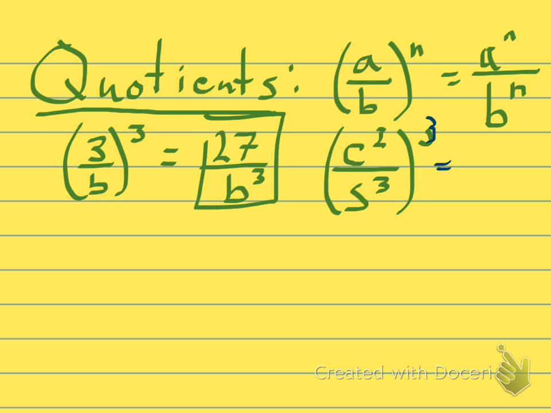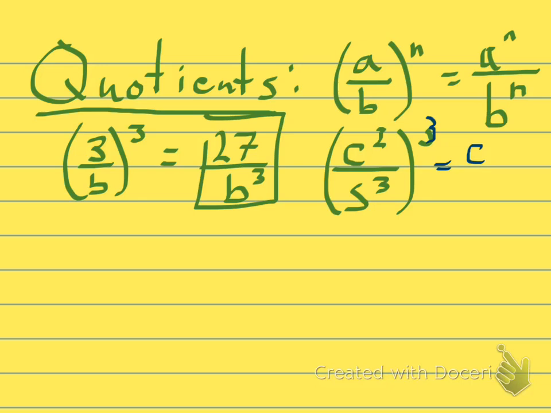So what do I do with those exponents again? We multiply them, right? Okay, so c squared raised to the third power is c... think about it. c squared times c squared times c squared. It's c to the 6th.